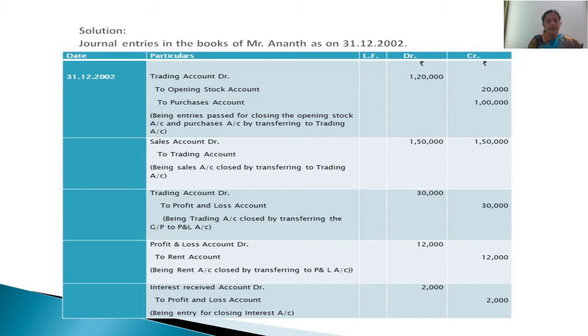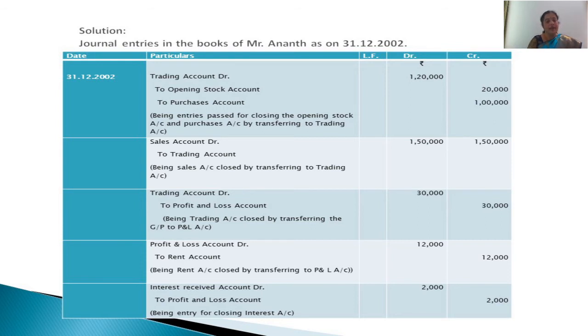In the same way, profit and loss account debited to rent account, it's there. To rent account means it is an expense. That means it is rent paid. So profit and loss account to rent account, because it is an expense, we enter it on the debit side of profit and loss account. Then interest received account debited to profit and loss account. See, interest received account is an item of income and we write it in profit and loss account on the credit side. So the entry has to be, because it starts from by interest received account, interest received account to profit and loss account.